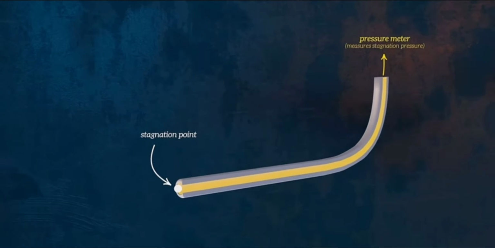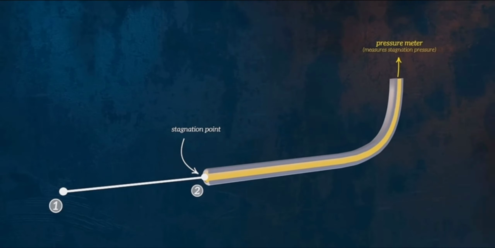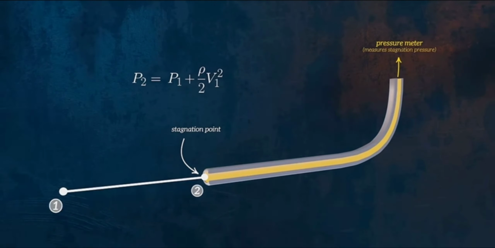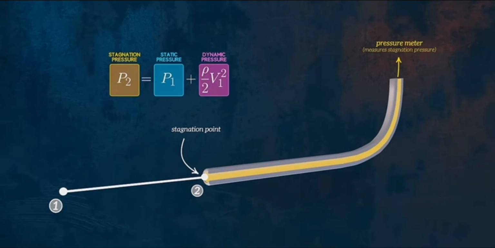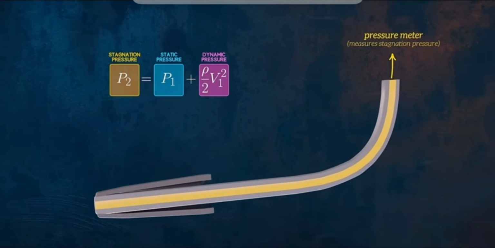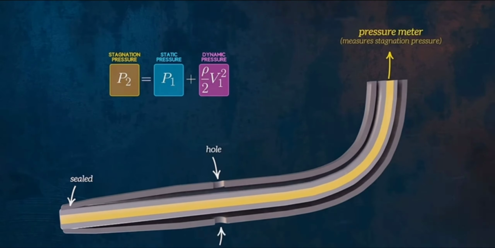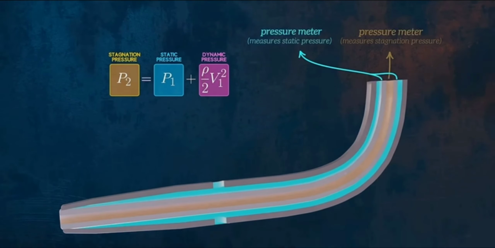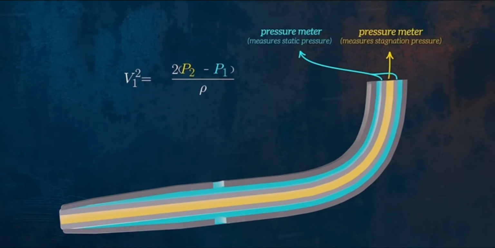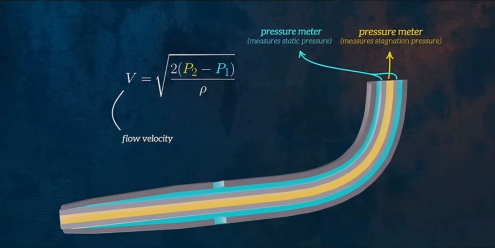We can apply Bernoulli's equation between the upstream point and the stagnation point and show that the stagnation pressure is equal to the sum of the static pressure and the dynamic pressure terms. All of the kinetic energy is essentially being converted into pressure energy at the stagnation point. If we add an outer tube which is sealed at the end but has holes further downstream, the outer tube will measure the static pressure of the fluid instead of the stagnation pressure. These two pressure measurements give us all the information we need to determine the velocity of the flow.